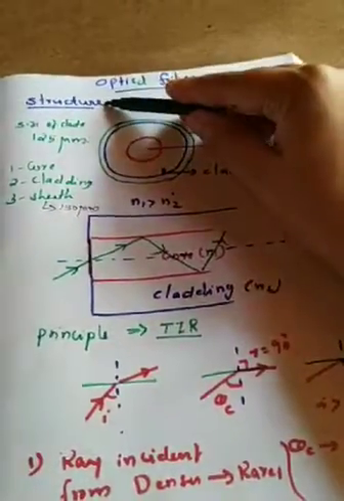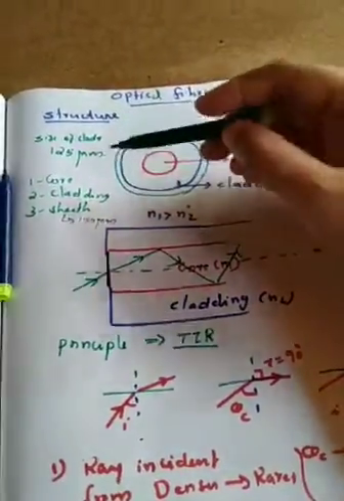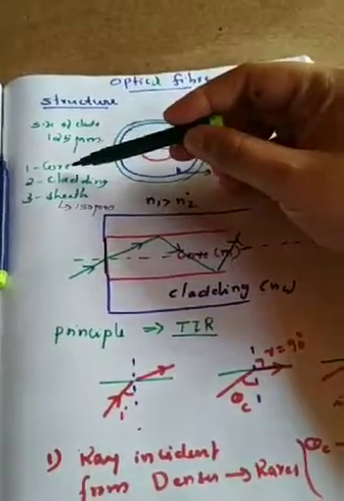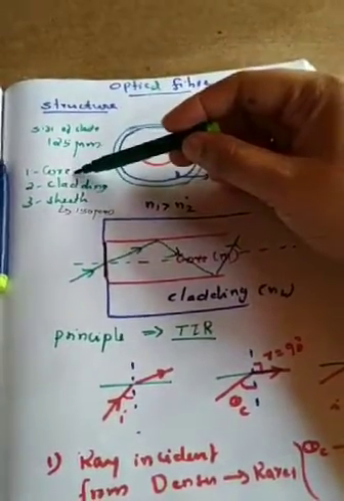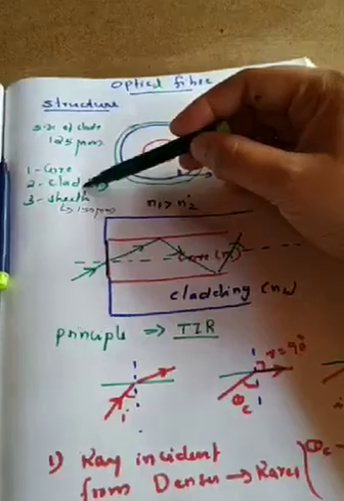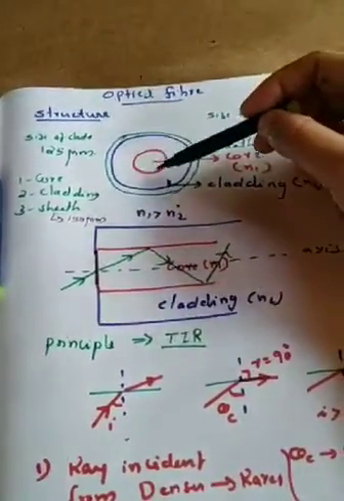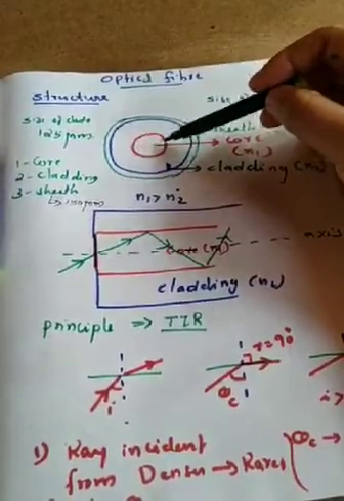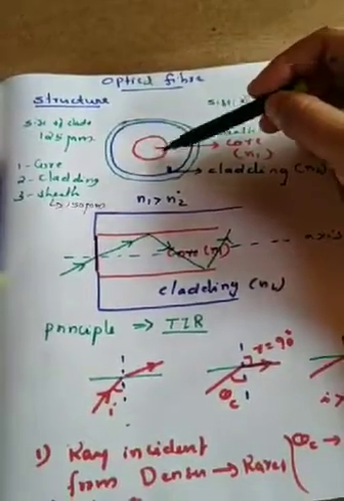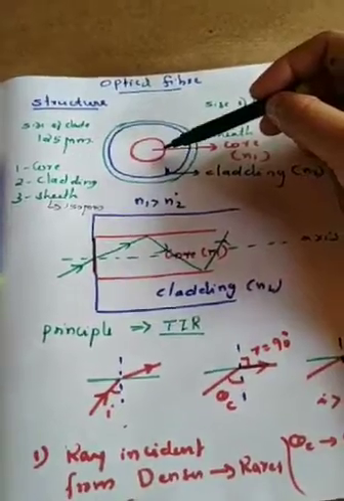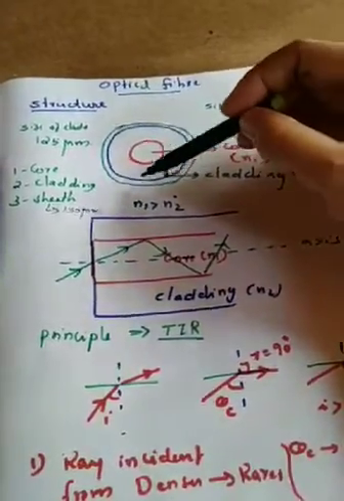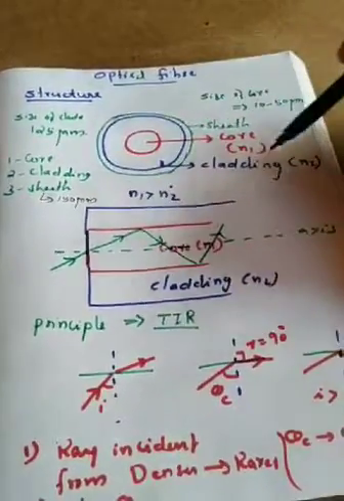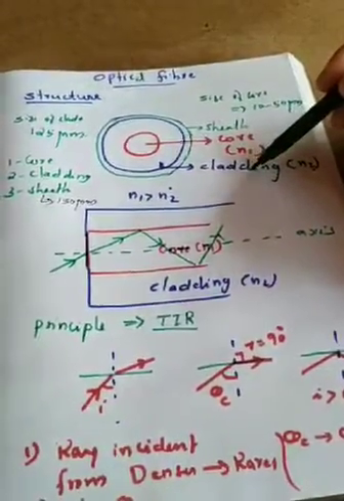First we explain its structure. Optic fiber has three main parts: first is core, second is cladding, third is sheath. The centermost or innermost cylindrical region is called the core, and the core is surrounded by another cylindrical region, represented in blue color, that is called cladding.